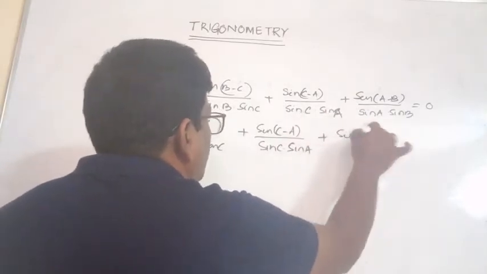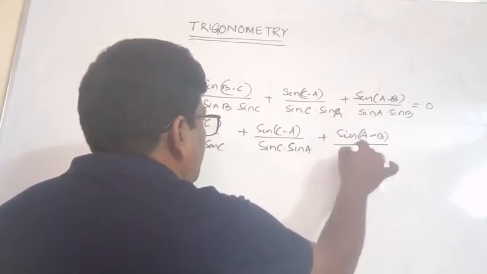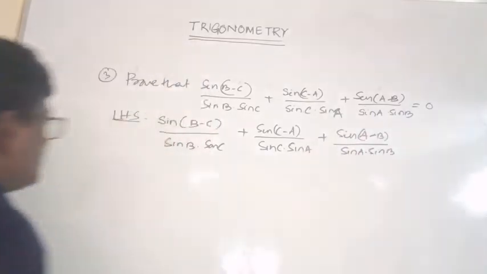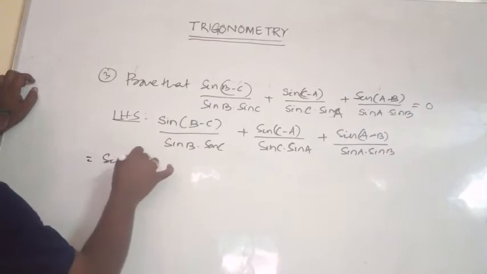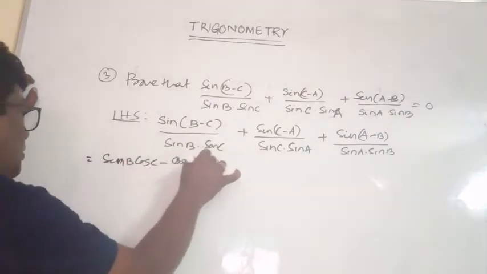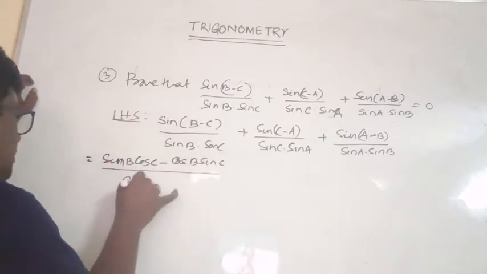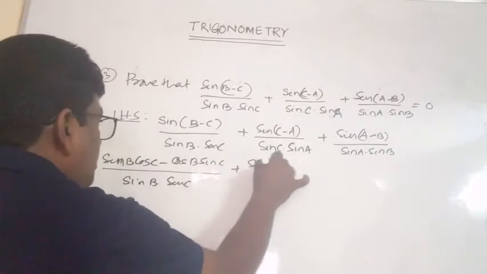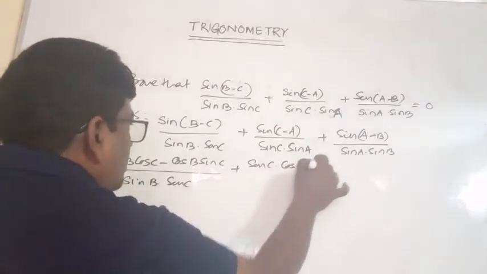Sin A minus B by sin A into sin B. Apply formula sin B minus C: sin B cos C minus cos B sin C divided by sin B sin C.